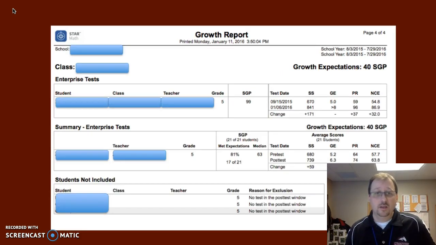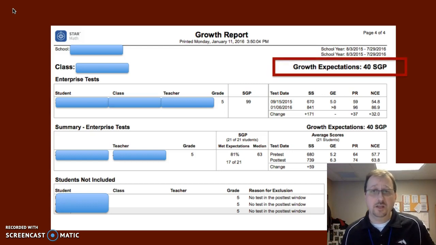When we take a look at the overall growth report for the students in your class, which will be the last page of the growth report, you can see that the growth expectation for the class is set at 40 SGP. That's the case for all students in our district, regardless of the grade or their starting point. We are expecting that they will see an SGP of 40 or better in order to be on target with the benchmarks that are set for our district.